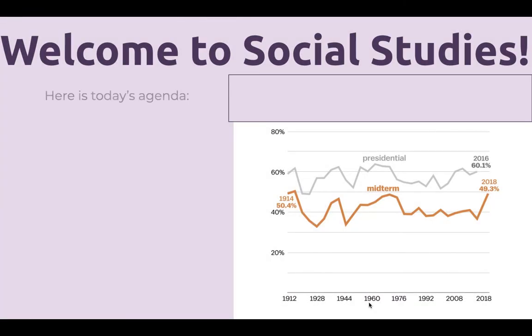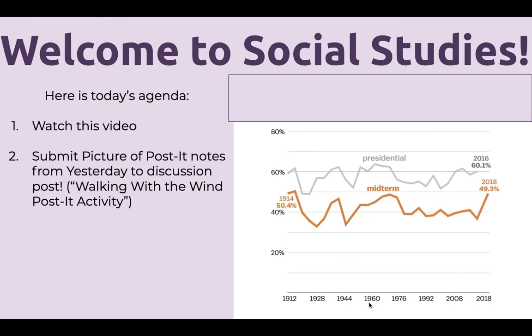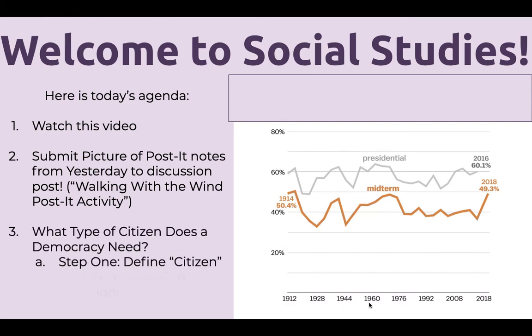Okay, let's review. Number 1, watch this video. You're already doing that. You're going to submit a picture of the Post-it notes from yesterday to the discussion post, and then you're going to complete the what type of citizen does a democracy need. The reflection questions are at the end, and you're going to submit it.